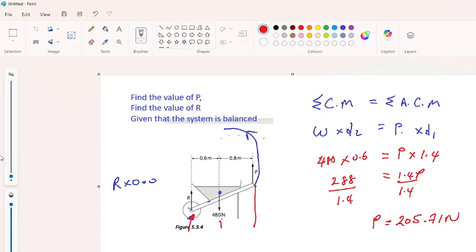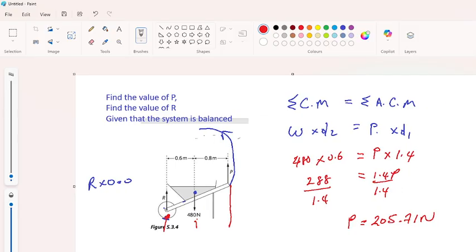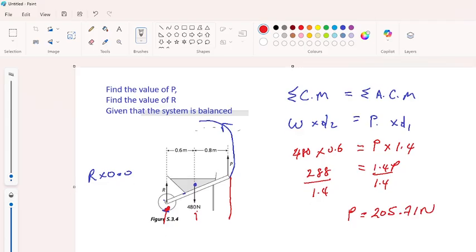Alright, you ready for part two? Part two, we're gonna use another condition for equilibrium. But you didn't tell me one. Yeah, there are two conditions for equilibrium. One is that your clockwise is equal to anti-clockwise, and the second condition for equilibrium is sum of upward forces equals sum of downward forces.